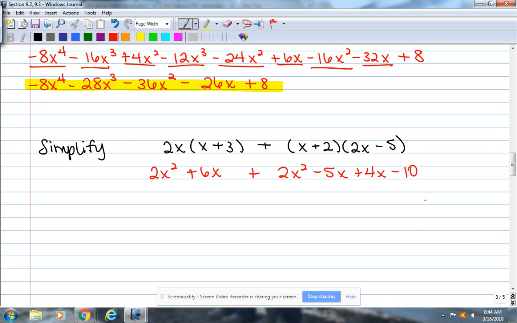Negative 10. Now, I know in FOIL method, we would typically combine like terms right here. But since we're adding that to another polynomial, I would just wait and just combine all like terms together. Save you a little time. So what is 2x squared plus 2x squared? 4x squared. And for your x's, you've got 3 of those. 6x minus 5x plus 4x. Yes, because 6x minus 5x is 1x plus 4x is 5x. And then the minus 10 does not have any friends. So that's not too bad, is it?